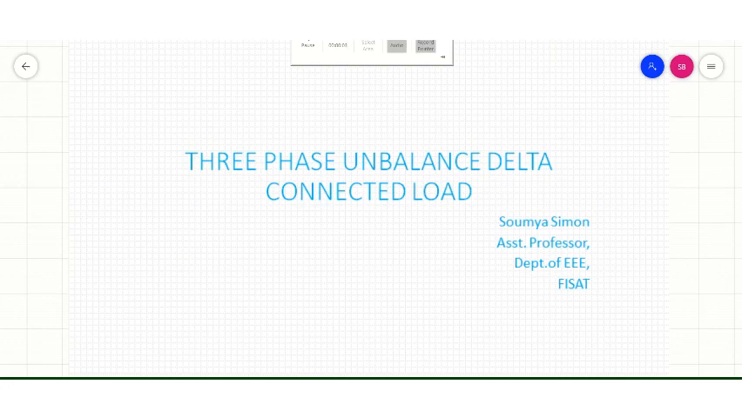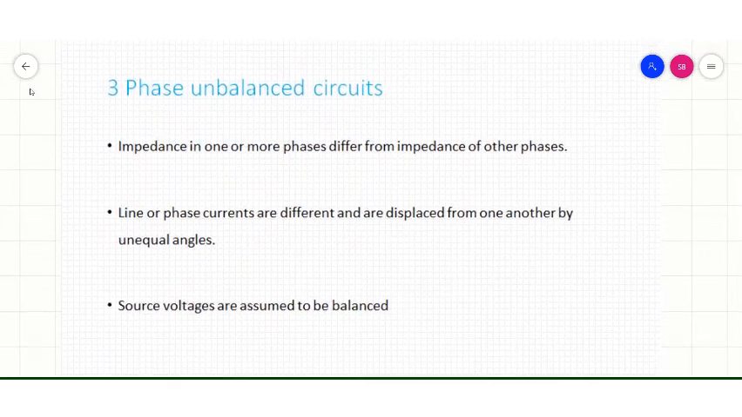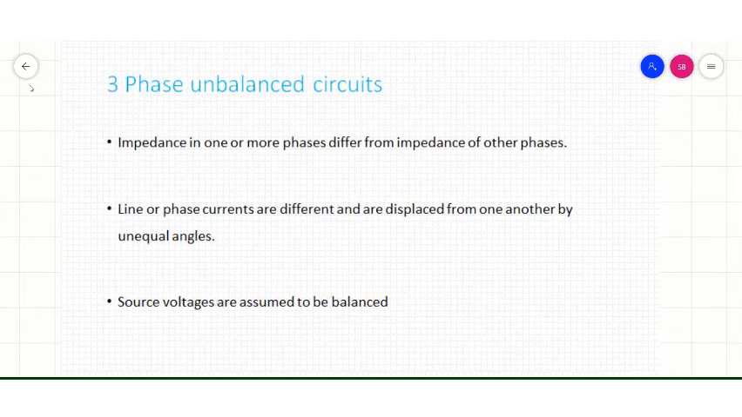Dear students, this session is regarding three-phase unbalanced delta connected load. What is a three-phase unbalanced circuit? An unbalance exists in a circuit when the impedance in one or more phases differ from the impedance of the other phases. In such a case, line or phase currents are different and are displaced from one another by unequal angles. However, the source voltages are assumed to be balanced.